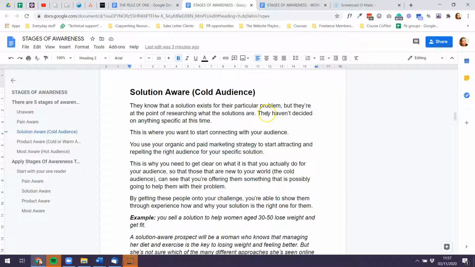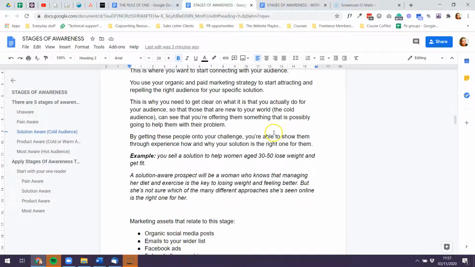Okay, so solution aware generally is a cold audience. If we go back to our example, we've got the same woman. She knows she's not feeling great, and she knows that the solution is managing her diet and her exercise, and she's ready to take the step that she needs to take, but she's not sure which of all the different approaches that she's seen online is the right one for her. So she's started doing the research. She's seen that there's this way and that way, and a mind-boggling array of different approaches she could take, and she hasn't got to the point where she's decided which is the right one for her.